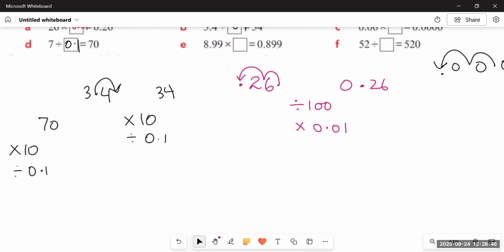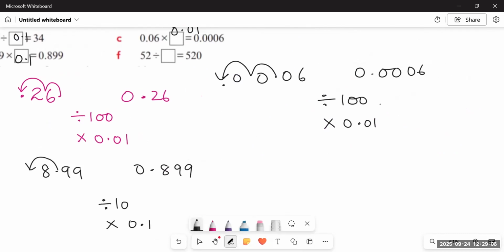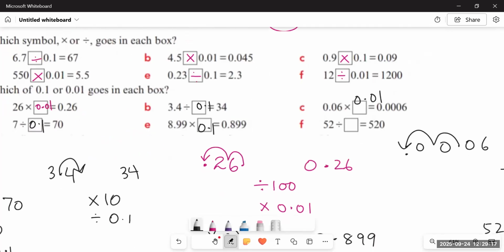Next we have 8.99 and 0.899. The decimal is moving one place backwards. It means we are dividing it by 10. And when we are dividing it by 10, it means we are multiplying it with 0.1. Similarly, we have 52 and 520. So we multiply it with 10 to make it 520. And multiplying any number by 10 equals dividing it by 0.1. So here comes 0.1.